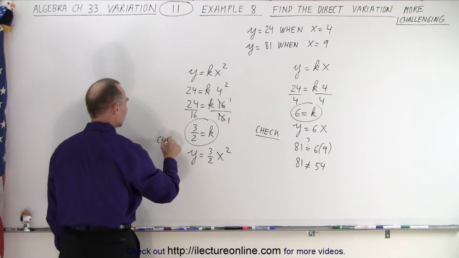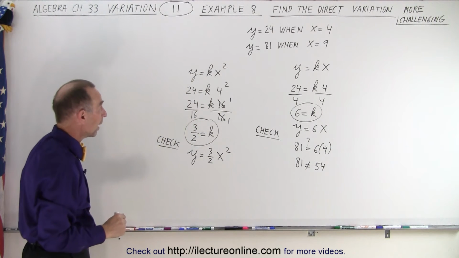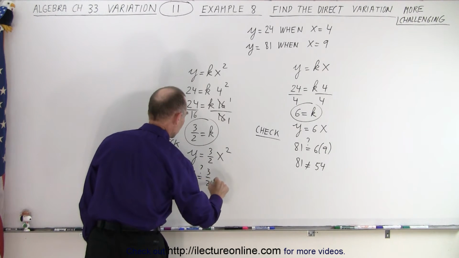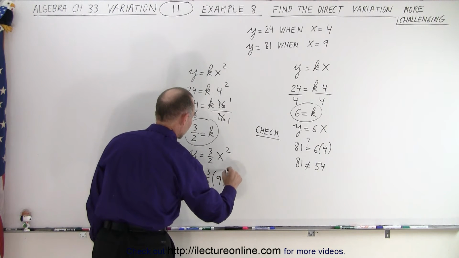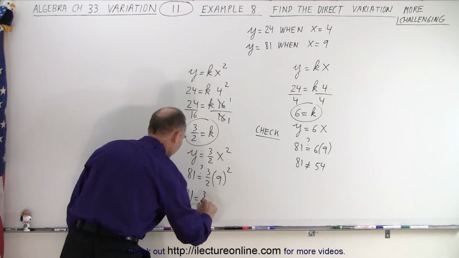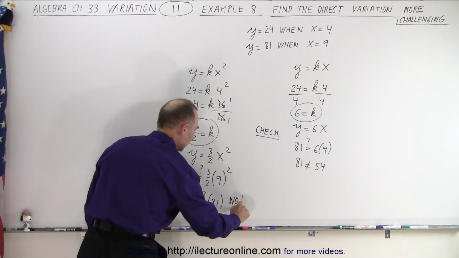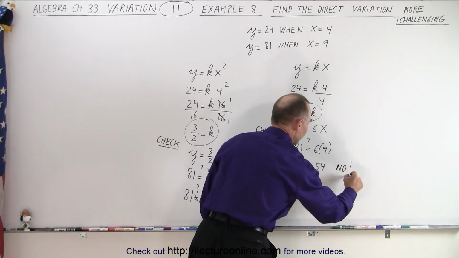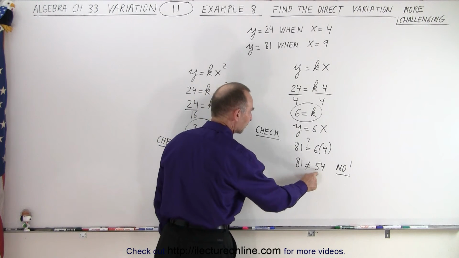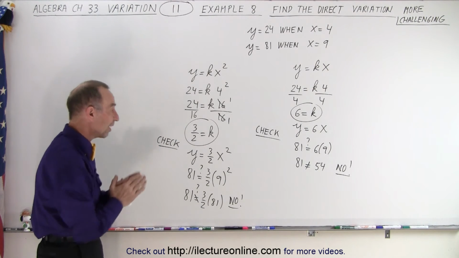And now we're going to do a check by plugging in the other set of values for y and x. So when y equals 81, is that indeed equal to 3 over 2 times x, which is 9 squared? Let's see here. We get 81 is equal to 3 over 2 times 81, question mark. And the answer is no. Again, we get a wrong value. But notice what happened. Here when I tried, the left side was bigger than the right side. Here, the left side is smaller than the right side. So I've actually gone past the point where I would find the correct equation.